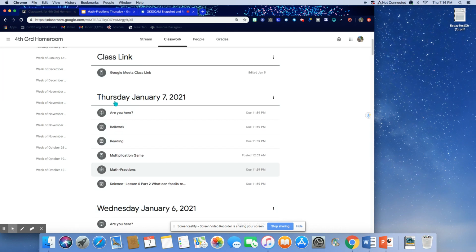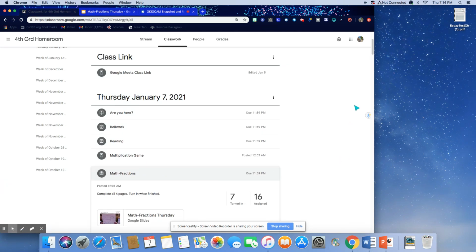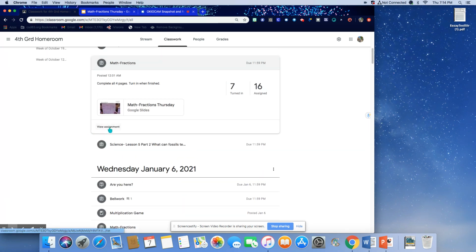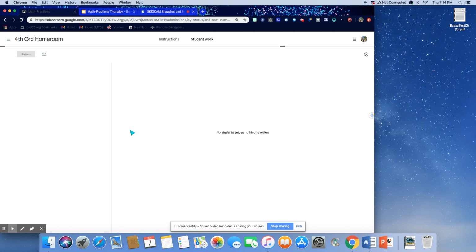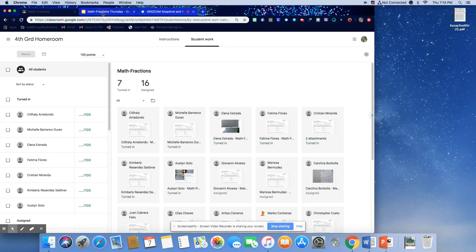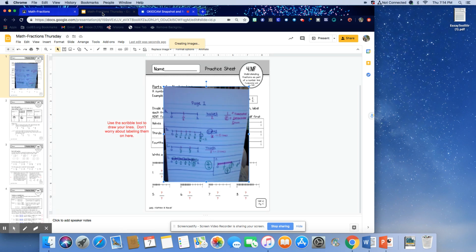So I go back to my assignment. This is where it's going to be a little different because I don't get to have that turn in button. But do you see right here where it says view assignment? When you click that, you're not going to see everybody here. You're just going to go and click turn in. And that's it. And then you're done.